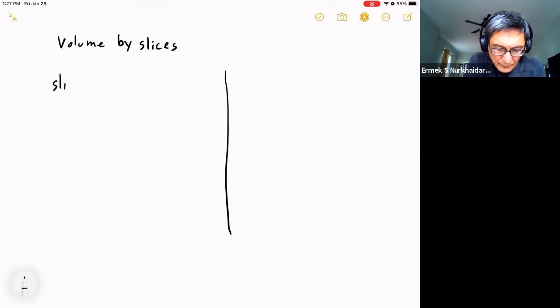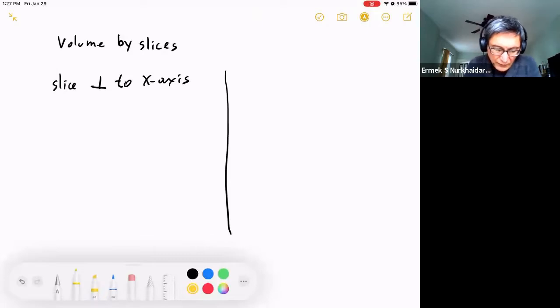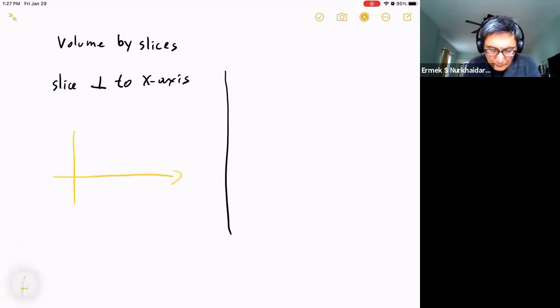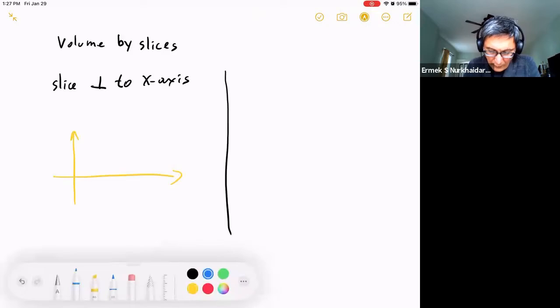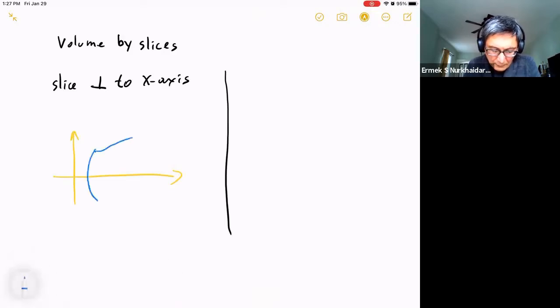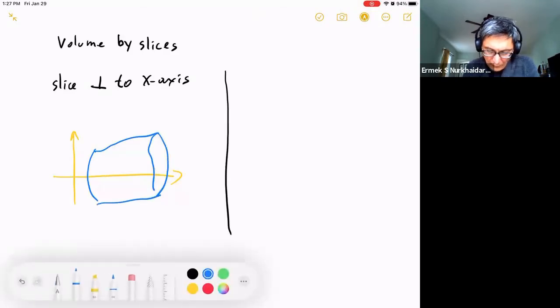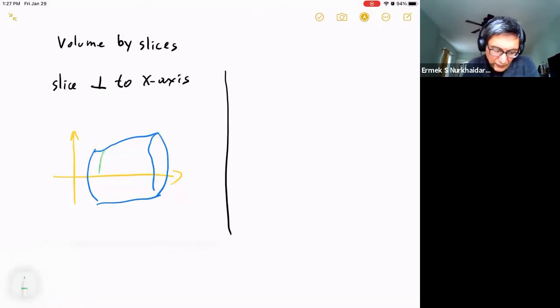So we're going to slice perpendicular to the x-axis. That kind of means we're going to have a picture which looks something like that. Then we have our object. And then our slices look something like this, right?